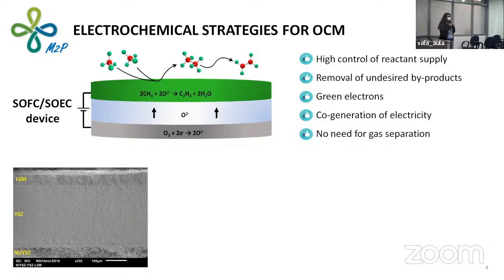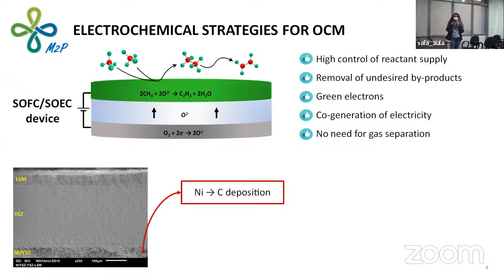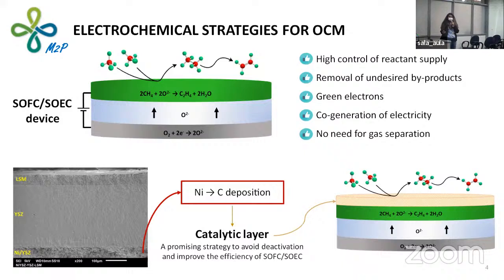SOFC is composed of three parts. The first one is a dense electrolyte based on an oxide of zirconium. The cathode based on a mixed oxide of lanthanum, strontium, and manganese. And an anode that is based on a composite of nickel and zirconium. So the nickel present in the anode favors the carbon deposition, which favors the deactivation of the electrode surface and decreases the efficiency of this device.